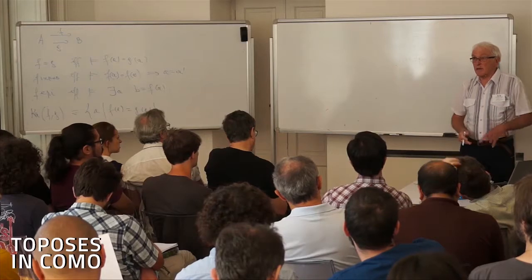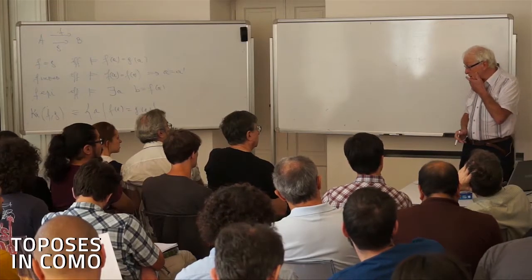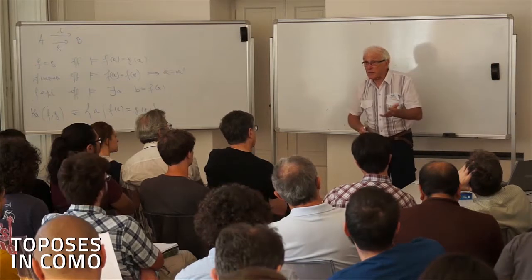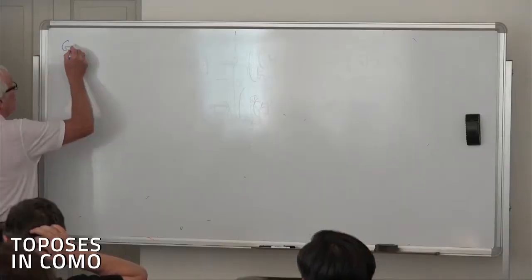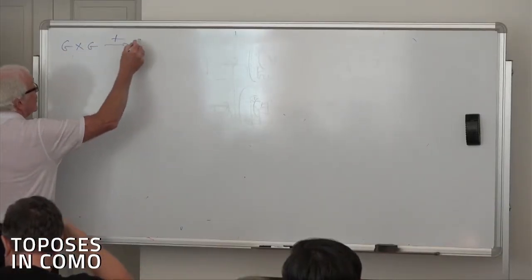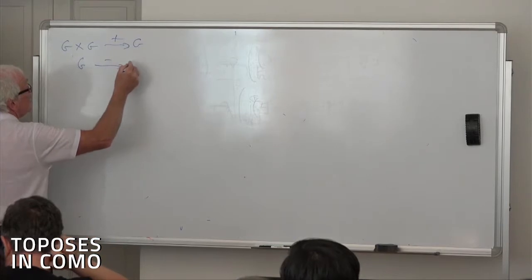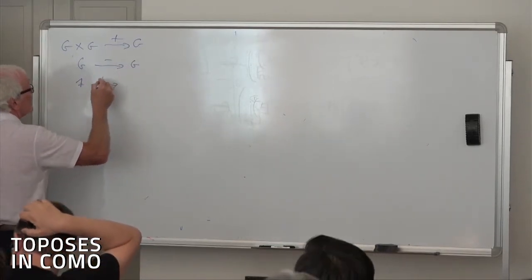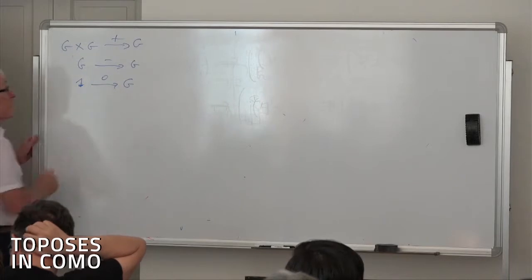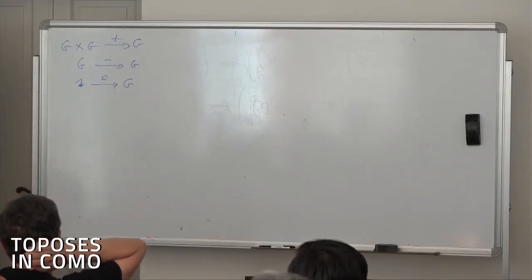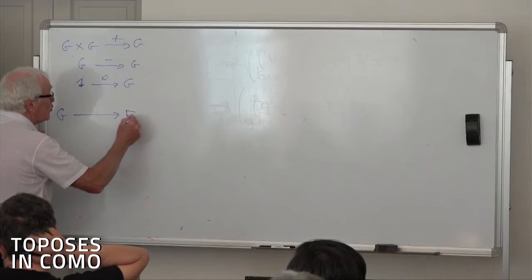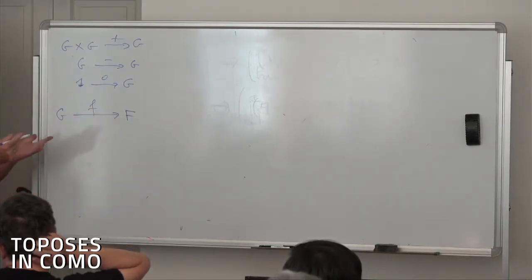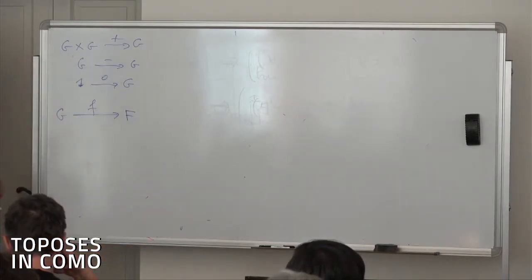Let us take an example. Laurent has mentioned the theory of groups and recalled what a group is in a topos. So the group has an addition, has the opposite, and has a zero morphism with all the axioms that you need. That's a group in a topos. Then, if you have two groups, you have a group homomorphism between two groups. It's a morphism of the topos which commutes with those operations.